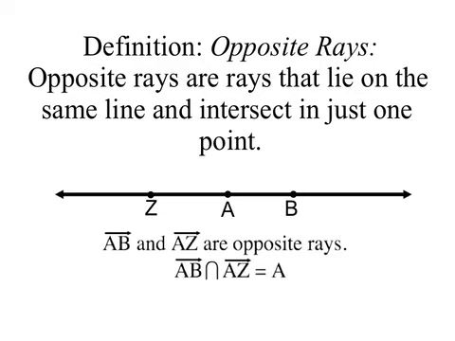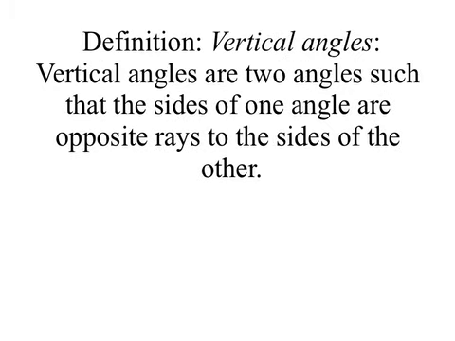And just to review, we can write this statement. Ray AB intersected with ray AZ is just point A, and the union of the two rays is the entire line ZB. Here's another definition, vertical angles.